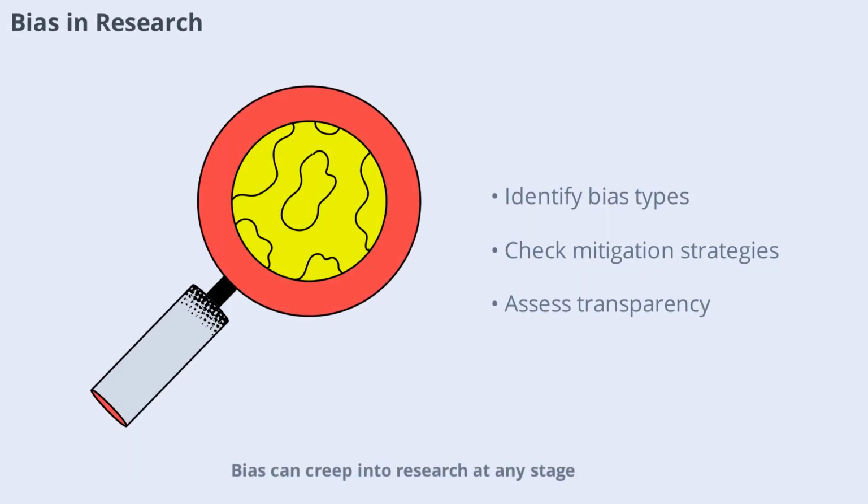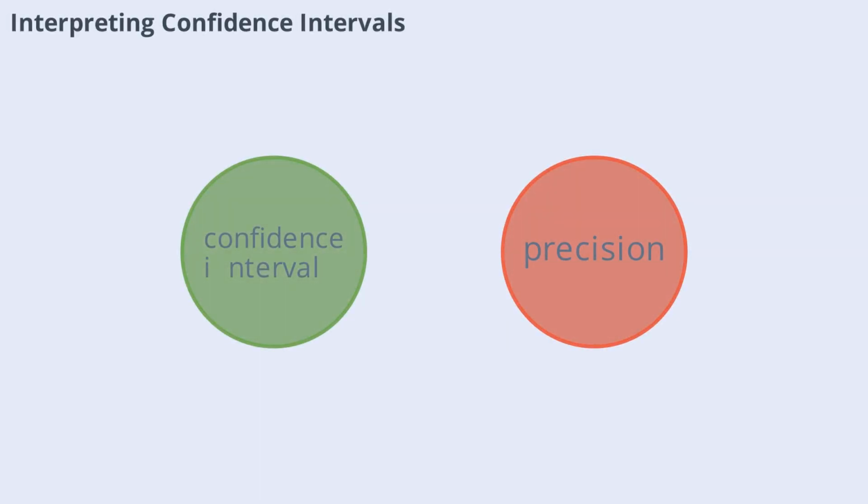Bias can creep into research at any stage, from study design to data interpretation. Common types include selection bias, measurement bias, and publication bias. Recognizing and minimizing bias is essential for drawing reliable conclusions. When analyzing a study, look for transparency in methodology and whether the authors discuss potential sources of bias and their mitigation strategies.